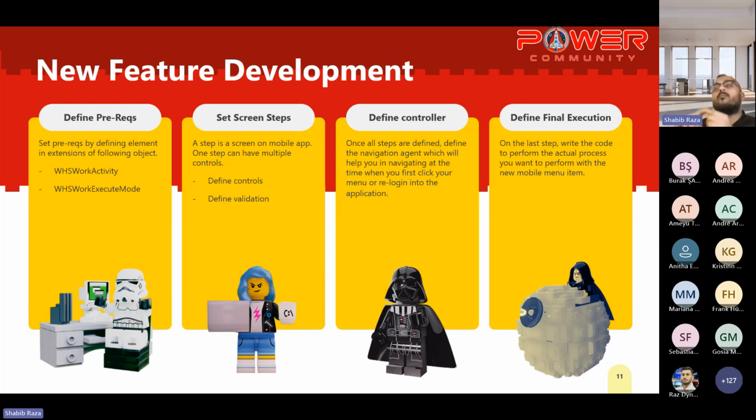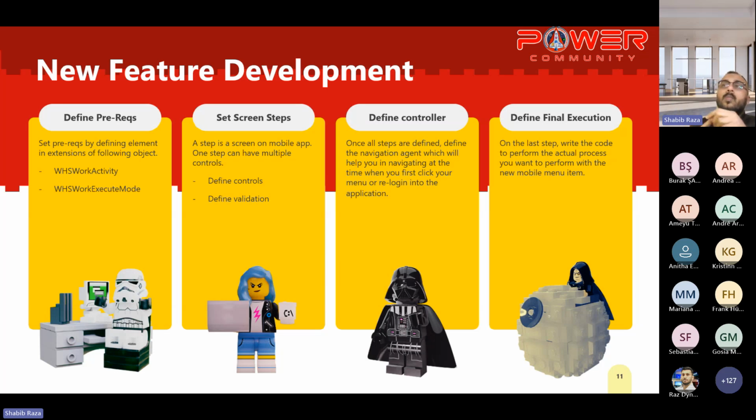First of all, whenever someone asks you for a new feature, you will always go with the process guide framework, which is the new framework. You will not be using the old framework, because you never know when Microsoft will be deprecating that. And it's easy to develop as well.